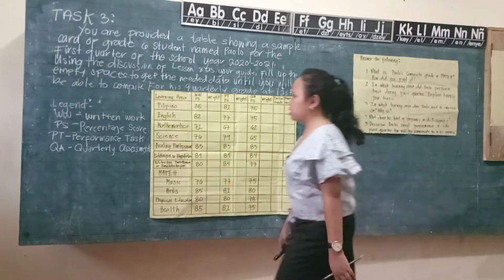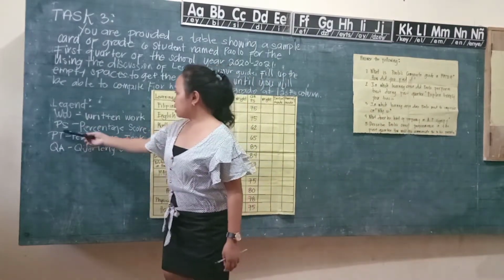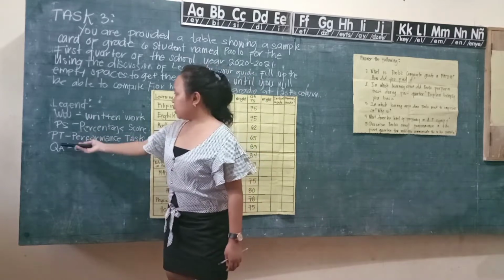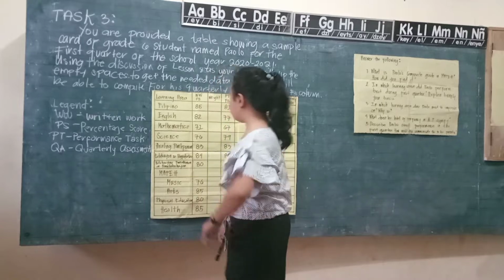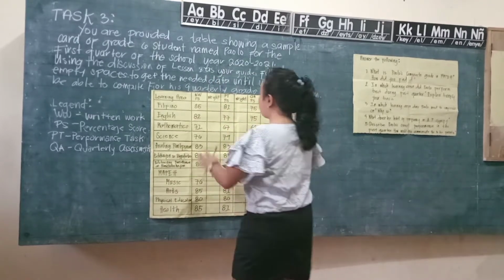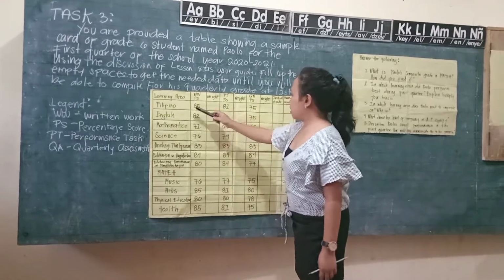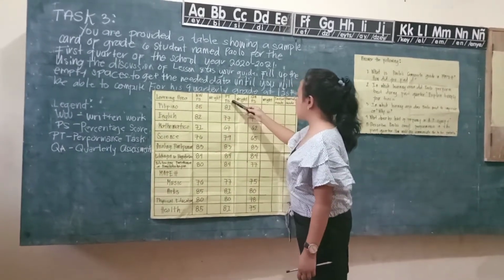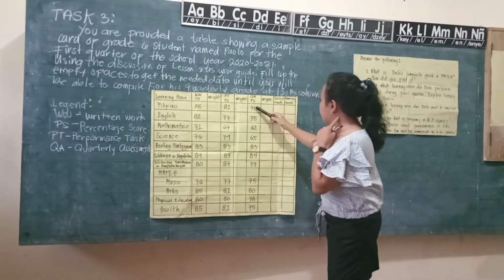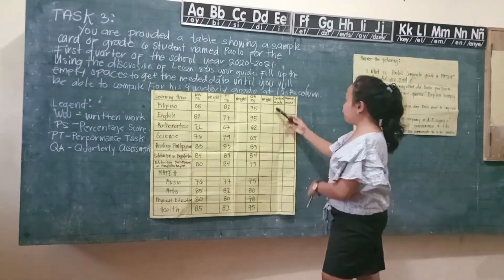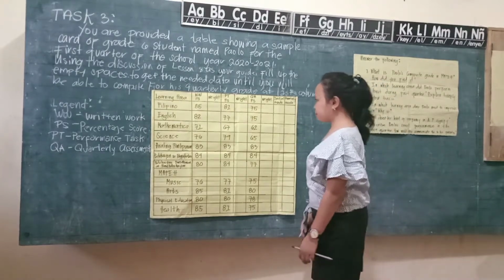So we have the legend. WW for the written work, PS for percentage score, PT for performance task, QA for quarterly assessment. So we are going to find the weighted score in the written work, performance task, and the quarterly assessment. And we are also going to find the initial grade and the quarterly grade.